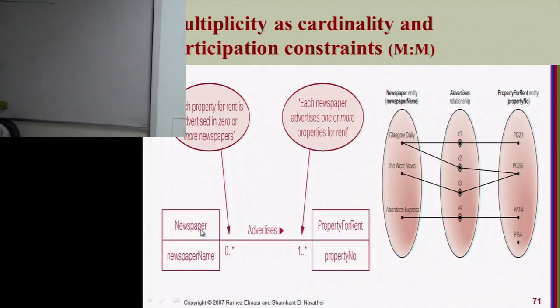Let's assume that we have newspapers, and in newspapers we advertise our properties for rent, and every property could be advertised in many newspapers. So the relationship in this newspaper is used to advertise property for rent. Now, for every newspaper, does each newspaper have one ad, or maybe many ads for the same property?